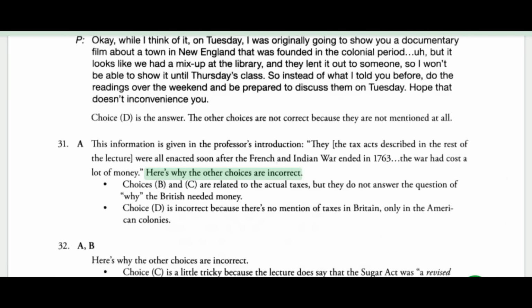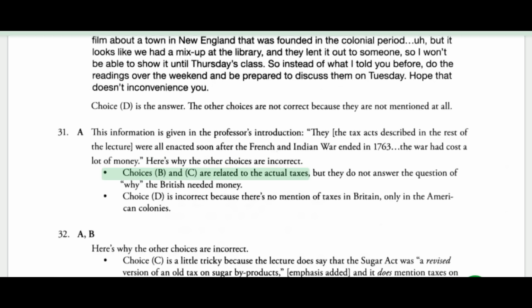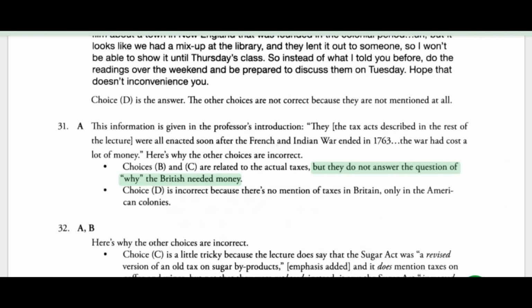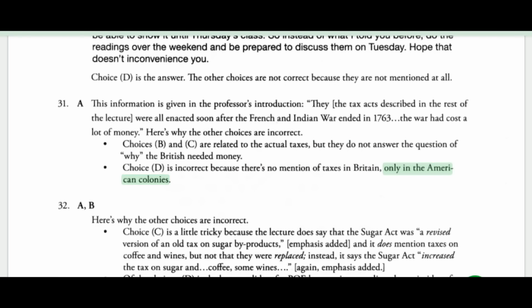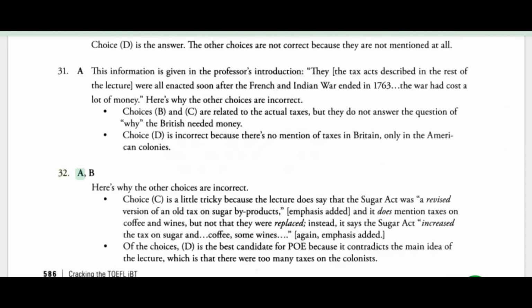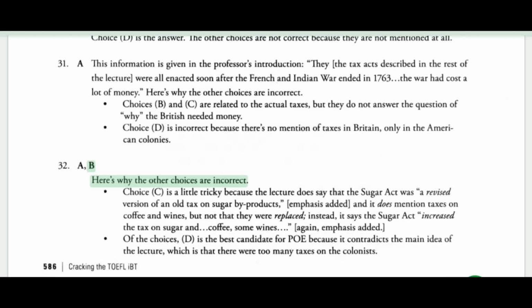Here's why the other choices are incorrect. Choices B and C are related to the actual taxes, but they do not answer the question of why the British needed money. Choice D is incorrect because there's no mention of taxes in Britain, only in the American colonies. 32. A, B. Here's why the other choices are incorrect.